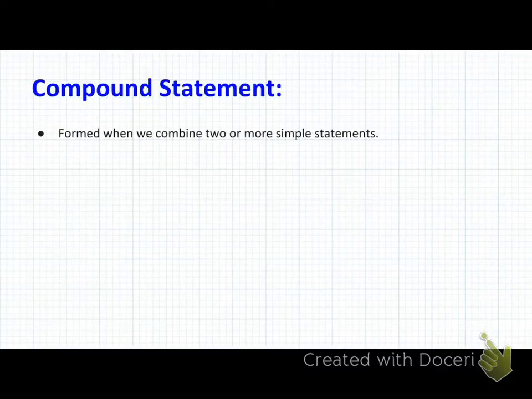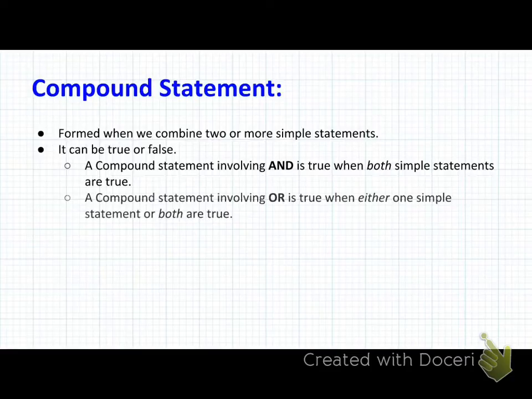Okay, compound statement. You don't need to write this down, but this is what I talked about. In math, it's kind of like the pie and ice cream idea. It's formed when we combine two or more simple statements. I could say the answer could be greater than 2 or less than 10. Or here's an example: my age is greater than 30 and less than 40. What can you guess my age is about? 31 to 39. Good.